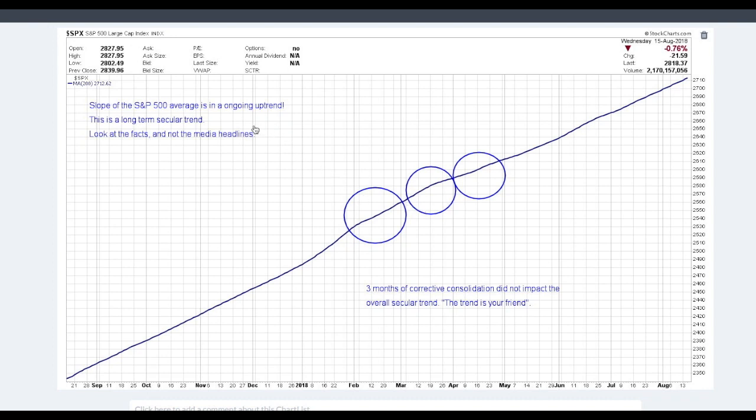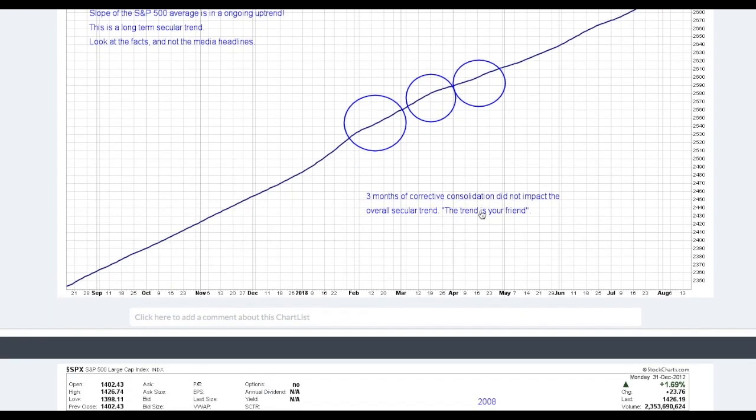So the slope of the S&P average is in an ongoing uptrend. Looks to me to be a long-term uptrend. So again, look at the facts. Don't look at the headlines. So the trend is your friend. You just want to stick with it.